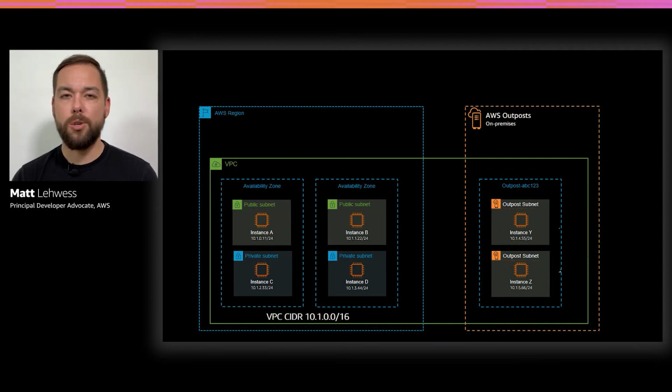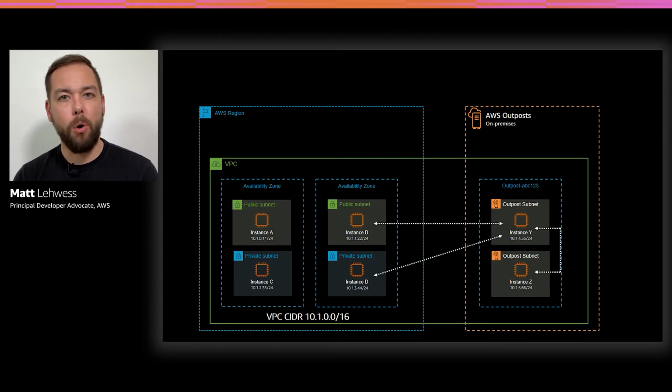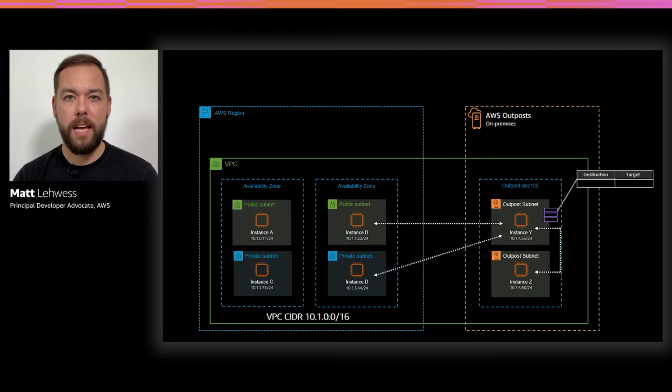Okay, so when we talk about traffic flow inside the Outpost, instances can obviously talk to other instances inside the Outpost. They can also communicate with other instances in the region inside that same VPC. And so what we can actually do here, if I just build out the route table of the Outpost, we've got this thing called the local route, and in this case it's a 10.1.0.0/16, and that's allowing everything to talk to everything else inside that VPC, even if it's in the region.